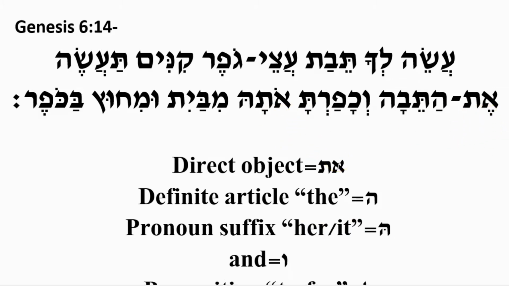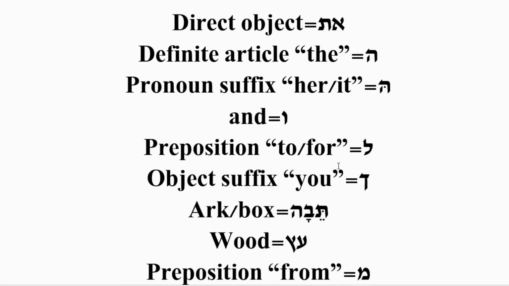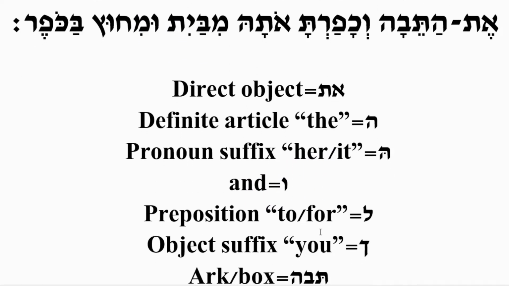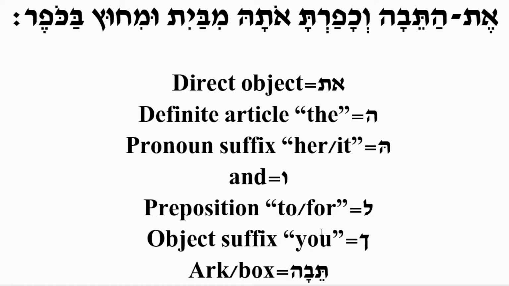Okay, let's go down some more. Vav is and. So we see lots of vav. Well, we don't see lots of vavs. We see a couple of vavs. We see the vav here. Va kafarta and u michutz. So this is going to be an and, and this is going to be an and. It's and as a prefix. Vav is a prefix. Okay. Further, we see the preposition.